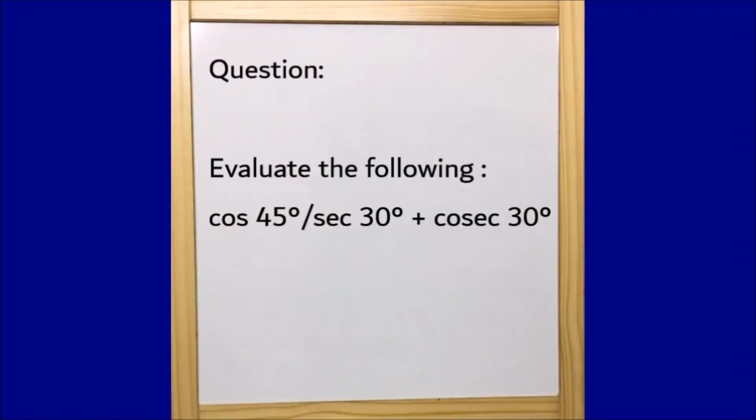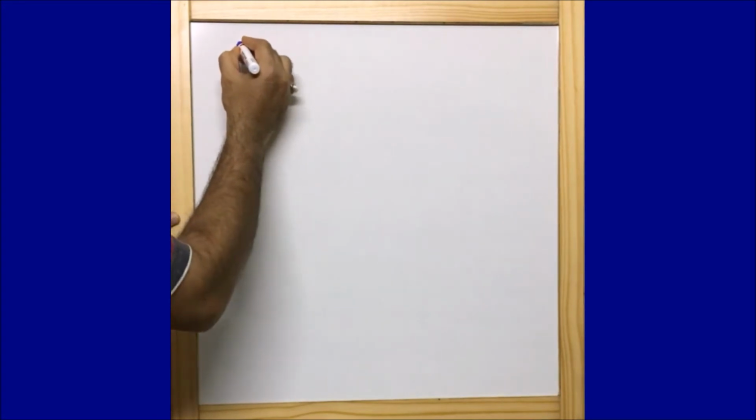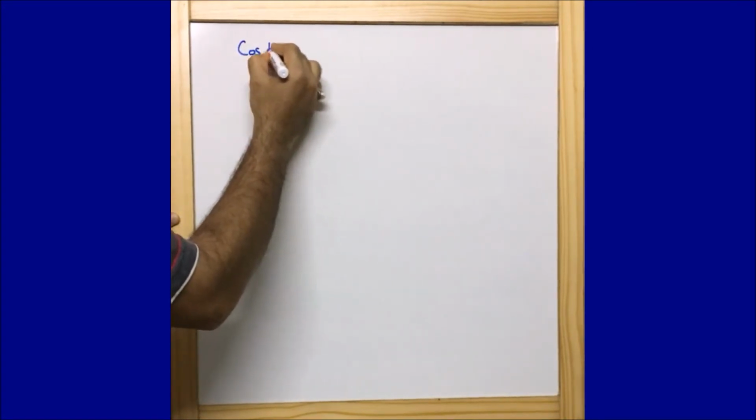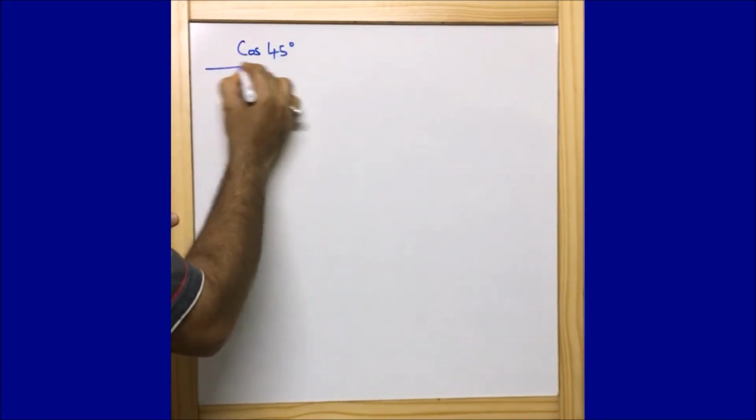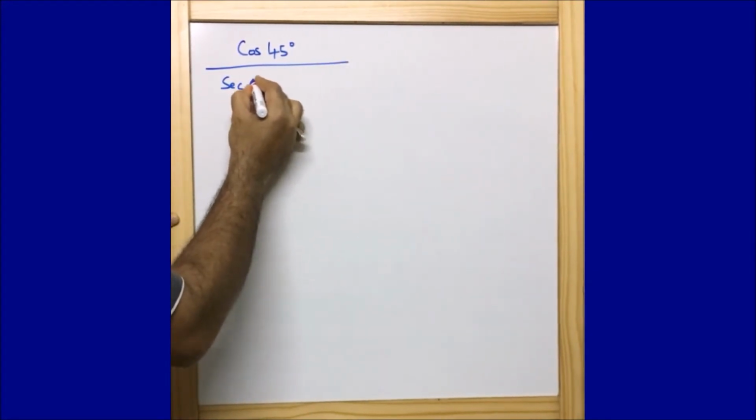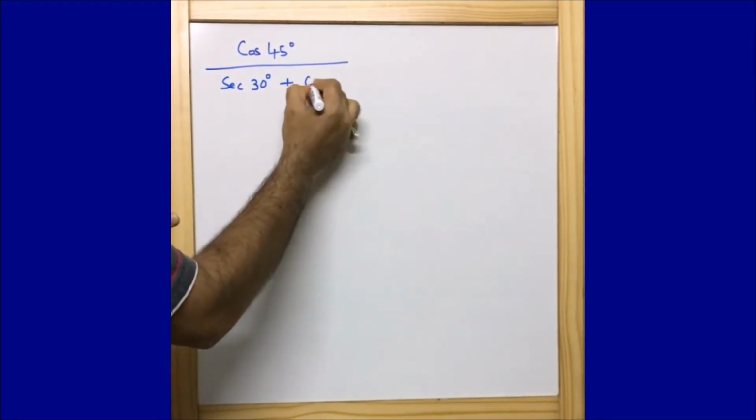So the given question is, evaluate the following: cos 45 degree upon sec 30 degree plus cosec 30 degree. It looks like the question is again a very simple and very straightforward one. We need to remember the trigonometric table. If we remember the trigonometric table, then easily we can replace the values and we can get the answer. Now let me put down the question here: cos 45 degree upon sec 30 degree plus cosec 30 degree.